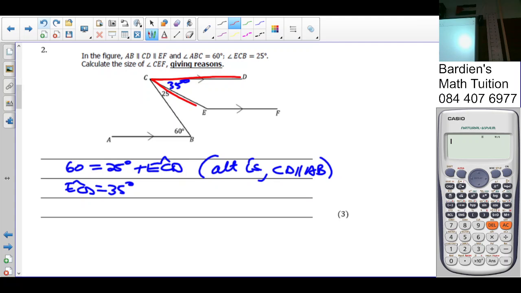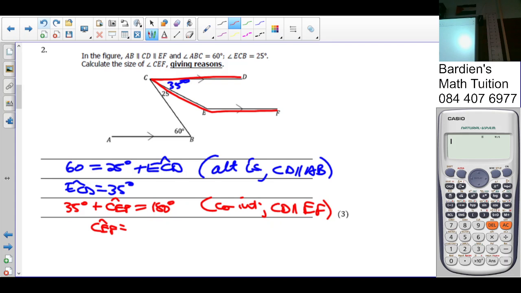Co-interior angles. So we now say that 35 degrees plus angle ECF equals 180. I could have called it angle E because there's only that one angle there. Why? Co-interior angles with CD being parallel to EF. So CEF is equal to 180 minus 35, which gives you 145 degrees. Is that correct? Yes. Okay. Any confusion here? Any questions? No.